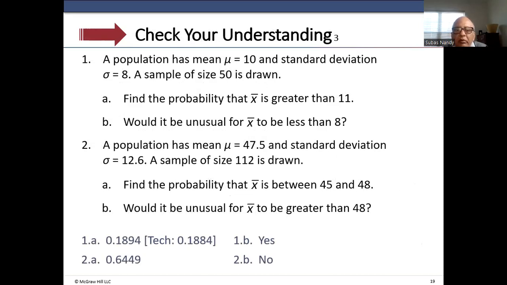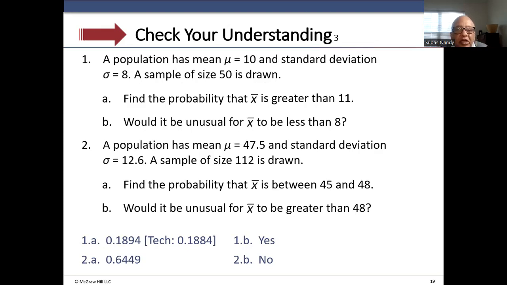We will do the second problem. Population mean 47.5, standard deviation sigma is 12.6, a sample of size 112 is drawn. Find the probability x bar is between 45 and 48. So second vars, normalcdf: lower is 45, upper is 48, mean is the mean of the population, which is 47.5.